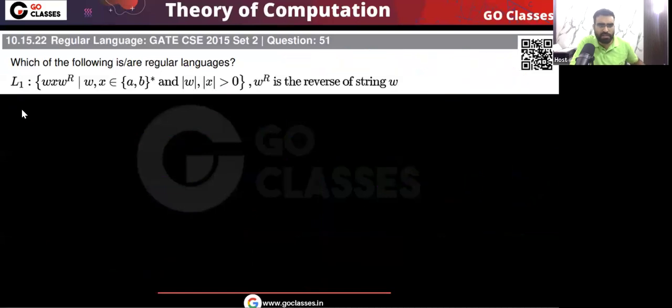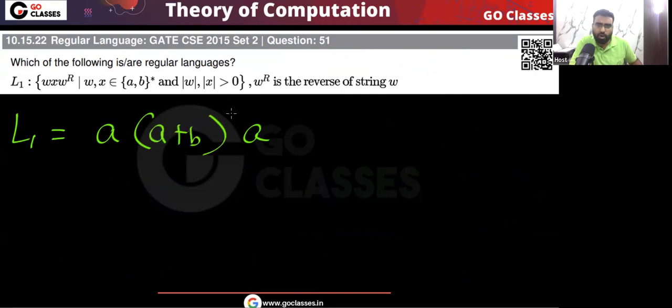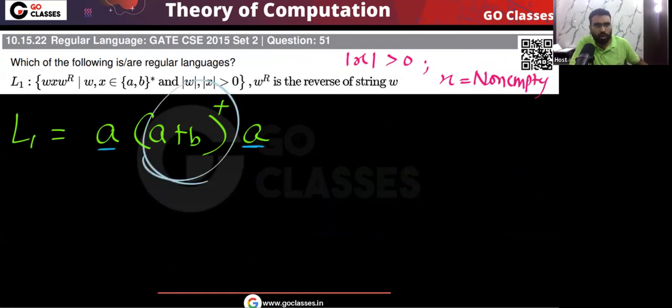So now can you write the language? This language will be like this: start with A, end with A, and in between you can put (A or B)+, because remember X is non-empty. The length of X is greater than 0. So you can start with A, end with A, and in between put anything from (A or B)+.